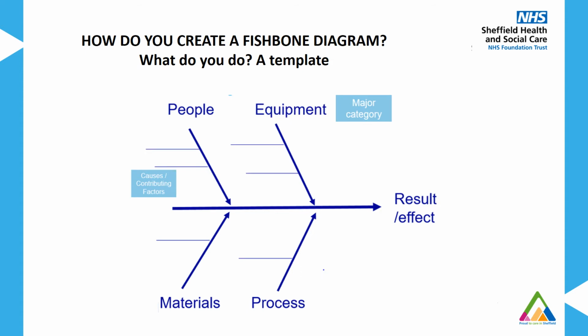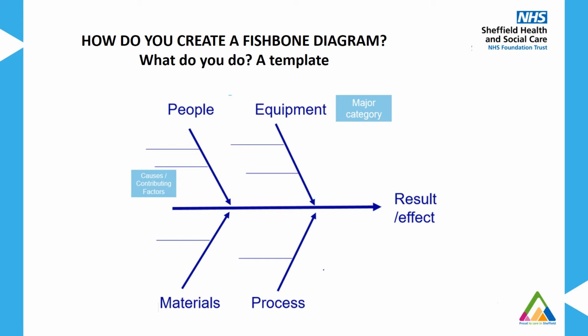So you've got everyone together, but how do you actually create a fishbone diagram? What do you do? Here you can see a template fishbone. Firstly, you need to clarify the result or the effect, that's the head of the fish. Then you want to start thinking about the causal factors. Why is the problem happening?